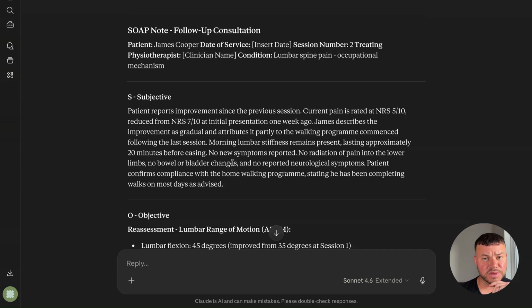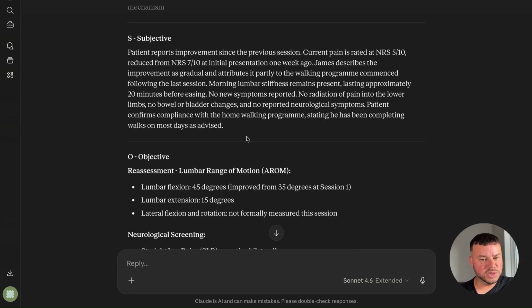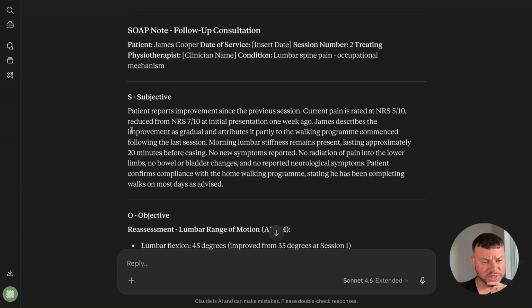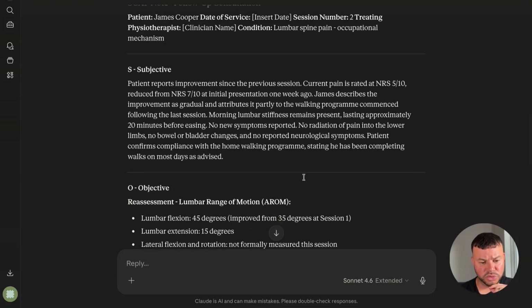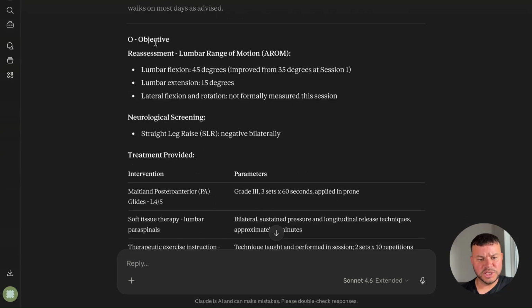detail. This is something that we can copy and paste directly into Clinico if we want to, to document these session notes against the patient. So if you just read through this quickly, it talks about the chief complaint, the history, and the patient goals. So everything's there. But you can see here, subjective, patient reports improvement since the previous session. It's provided a rating, talks about the initial presentation was 1 week ago, and it goes into more detail for the objective. It talks about the range of motion, neurological findings.